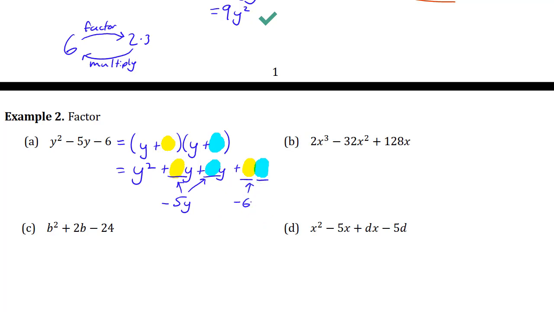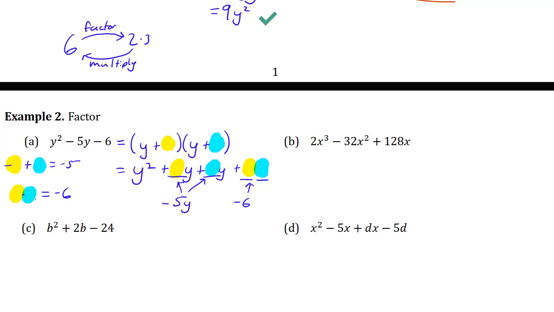So we want two numbers that add up to negative 5, and we want to multiply them to get negative 6. And if you try some stuff for a little bit, you might be like, okay, what about negative 2 plus negative 3? That comes out to negative 5. But then when you multiply negative 2 times negative 3, that makes positive 6.